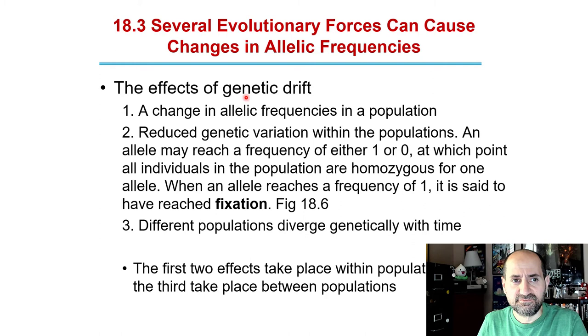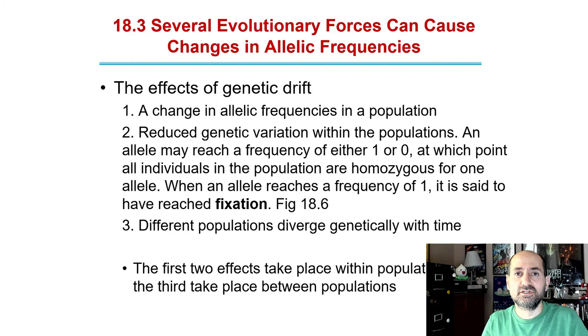And what are the effects of genetic drift? What happens when there is genetic drift? Again, there's a change in allelic frequencies in the population. So again, you could skew towards big A, you could skew towards little a. There's reduced genetic variation because of this. And an allele may actually reach a frequency of 1 or 0, okay? Remember what 1 means? 1 means 100% of the population now has big A. Or 0, just as easily.